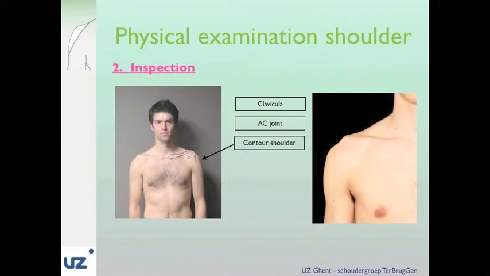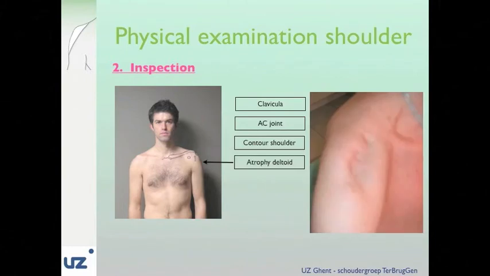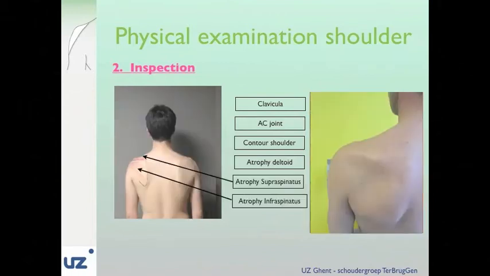Also, the contour of the shoulder needs to be evaluated, and for example, a loss of contour can be seen in anterior shoulder dislocations. Muscle wasting of the deltoid can be seen in patients with a nervus axillaris lesion, or detachment of the deltoid after surgery. From the back, atrophy of the supraspinatus and/or infraspinatus can be seen in nervus suprascapularis lesion or chronic rotator cuff tears.